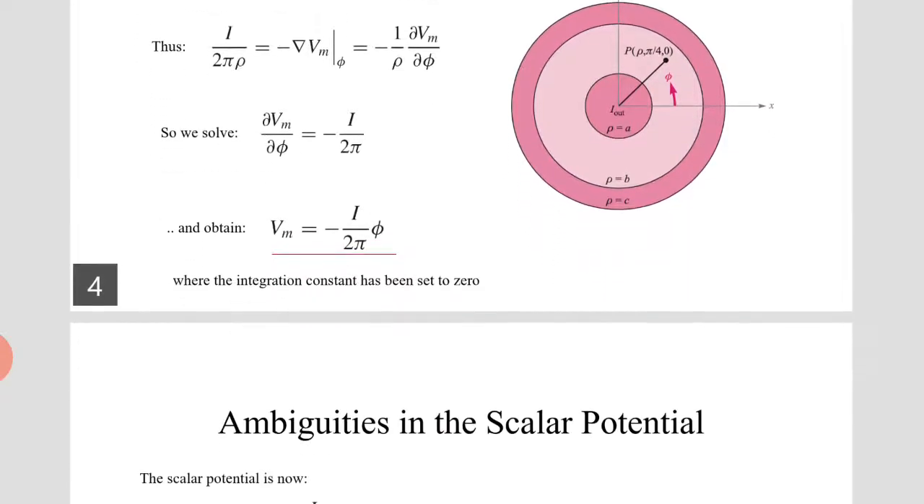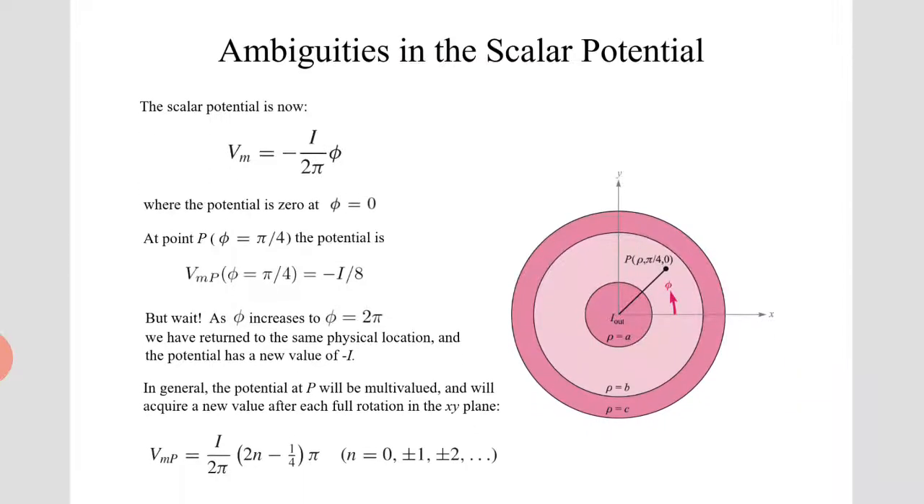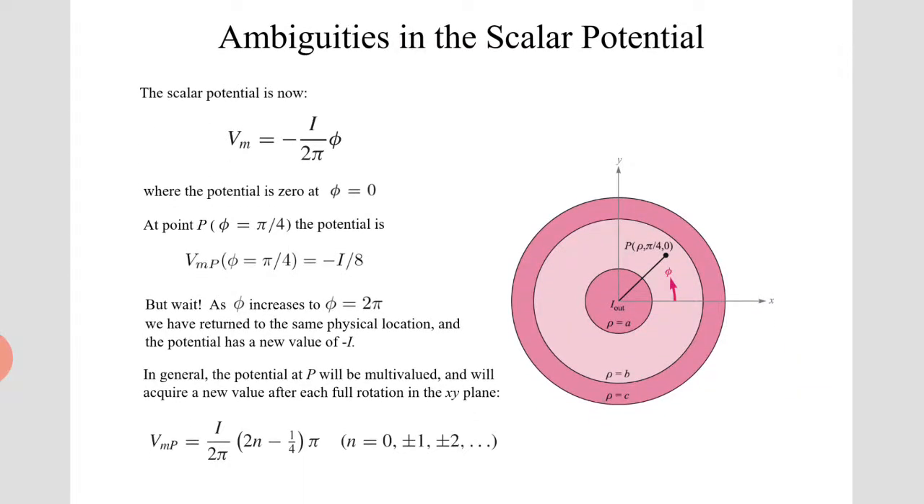Next we come to the ambiguities in the scalar potential. There are some ambiguities in the scalar potential, and we are going to take the same example of the coaxial transmission line. We have already calculated the scalar potential, Vm is equal to minus I by 2π φ. As we saw in the last slide, the potential is 0 whenever φ is 0.